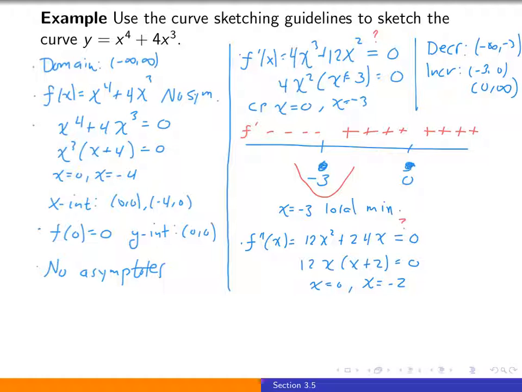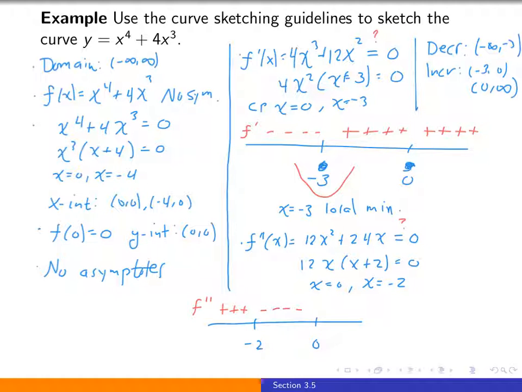So we make a number line and think about the sign of f double prime, with minus 2 and 0 marked. If I plug in an input to the left of minus 2, say minus 3, you would have a negative times a negative, which is a positive. If I plug in something between minus 2 and 0, say minus 1, you would have a negative times a positive, which is a negative.